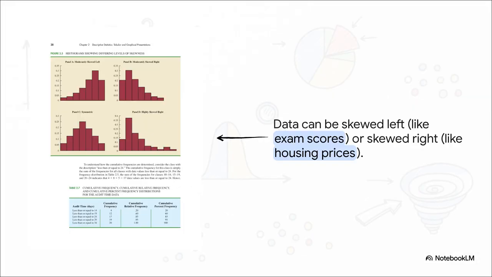For instance, data can be skewed. If you see a long tail stretching out to the right, we call that skewed right. A perfect example is housing prices, right? Most houses are kind of clustered around an average price, but then you have a few multi-million-dollar mansions that pull that tail way out to the right. A tail going to the left is skewed left. You see that a lot with something like exam scores, where most students do pretty well, but a few really low scores can pull the tail down to the left.